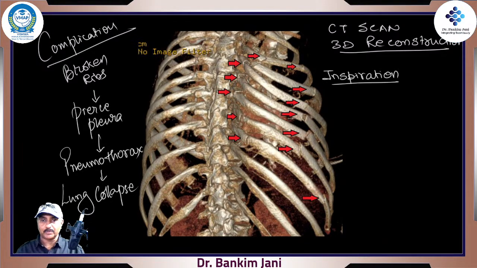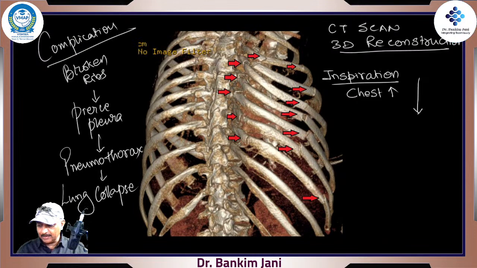Inspiration is an active process. You breathe, and the size of the chest increases. When the chest size increases, there would be negative pressure inside, so air goes inside. Air rushes in because the chest has expanded and the diaphragm has contracted, so everything is down, big chest.